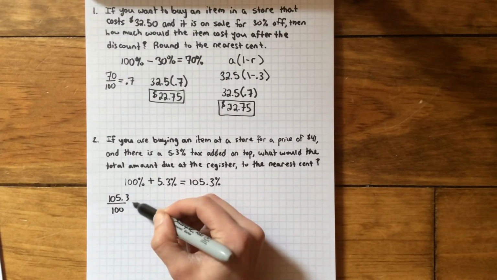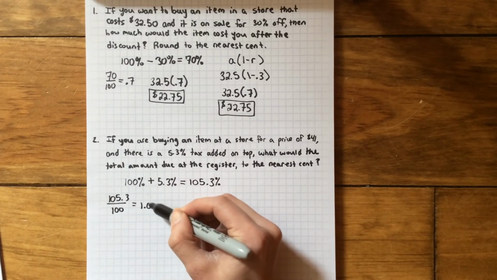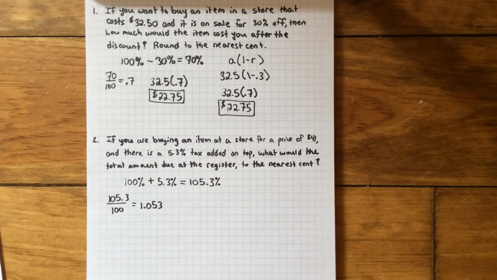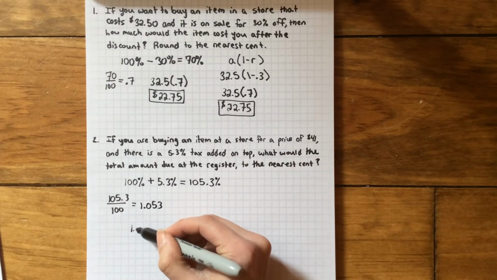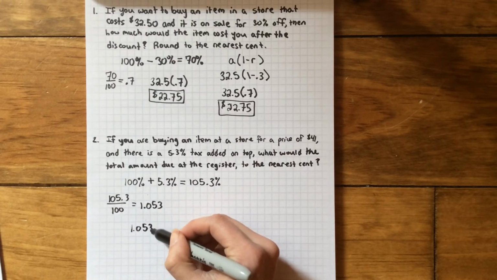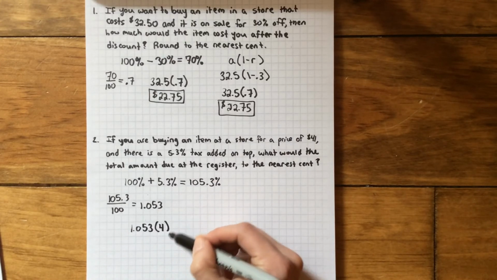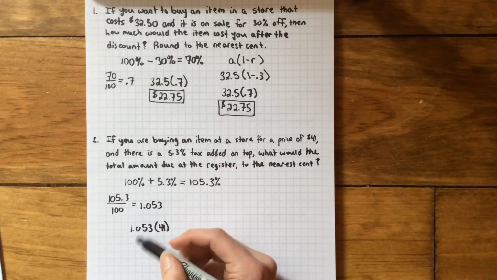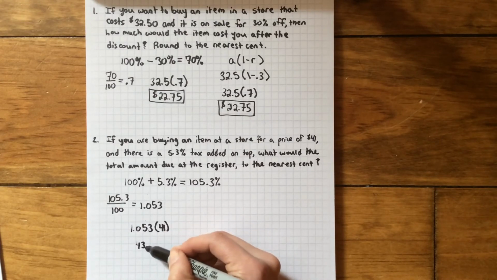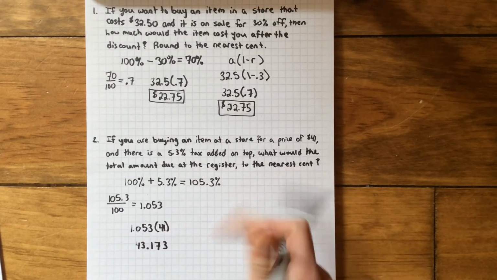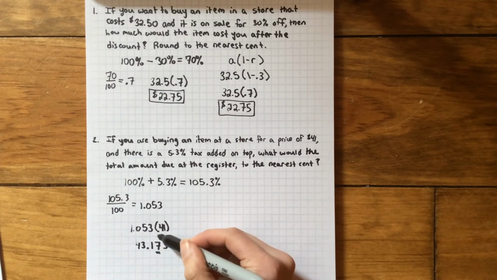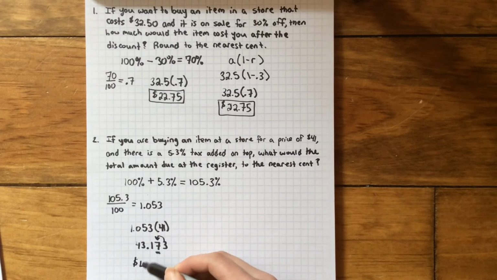105.3% as a decimal is 1.053. So we want to figure out what 1.053 of 41 is. So we'll do 1.053 times 41 to see that I have to pay a total amount of 43.173. It asks to round to the nearest cent, which is the hundredths place. So I'm going to end up paying $43.17.